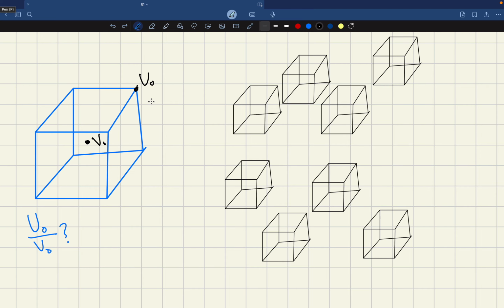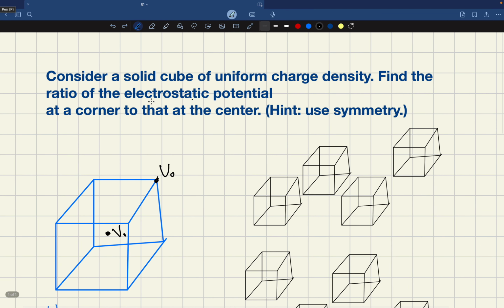Hi everyone. So this is a pretty interesting problem in symmetry. This is problem number 3 from the Kevin Zhou E1 handout, and it's about a solid cube with uniform charge density, and we want to find the ratio, not the actual value, but the ratio of the potential at a corner to that at a center.